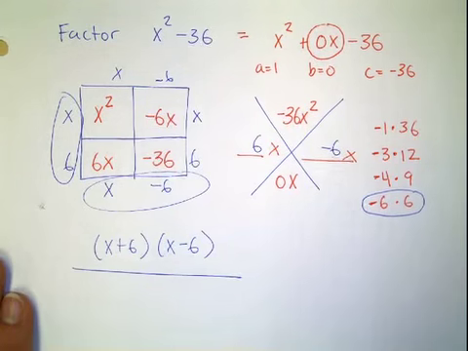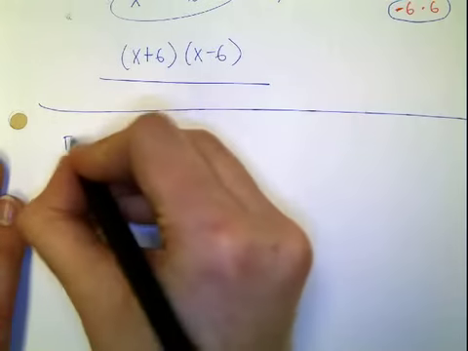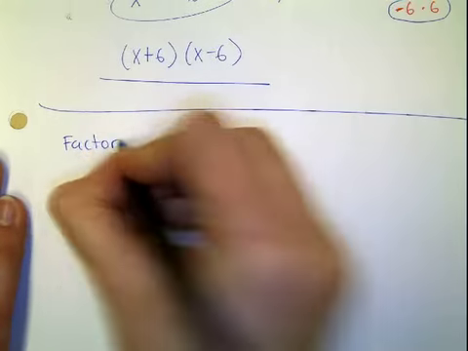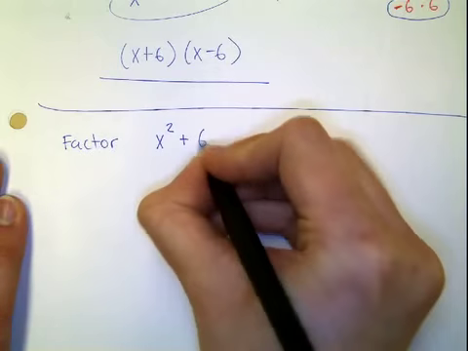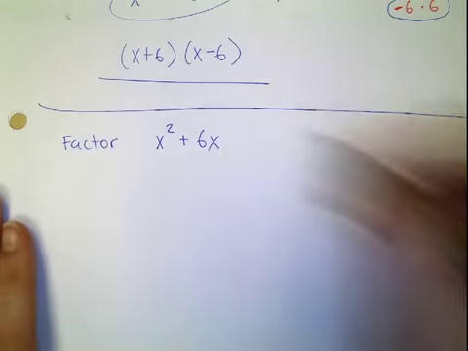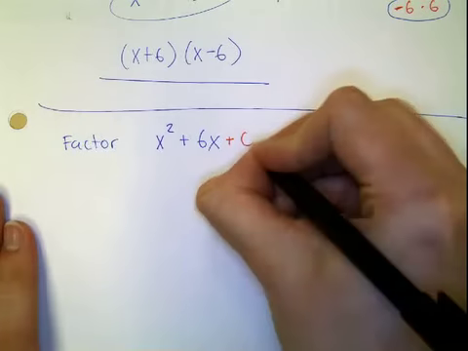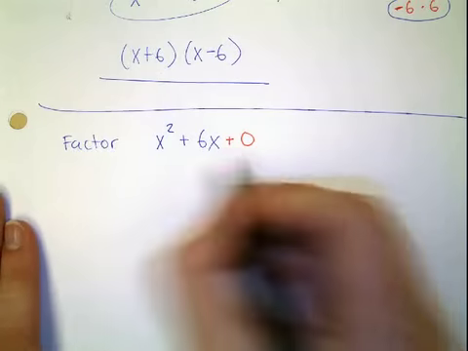So let's try a different special case. How about this one? We'll go underneath here. Let's try to factor x squared plus 6x. You might pause the video and try it on your own first if you want. But the special case situation here is there's no third number. Usually there's a plus something, a plus c. So we have plus 0 here.